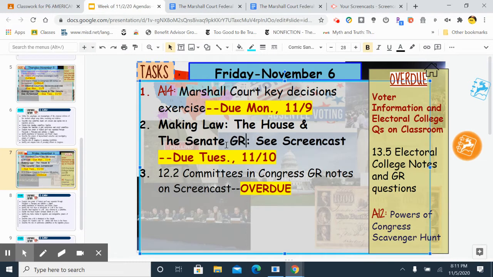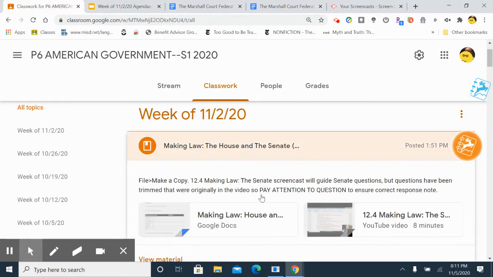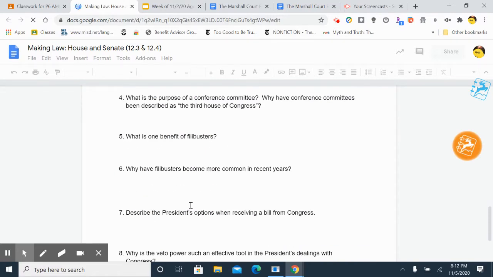notes for the House and the Senate, and making law, tentatively set to be due on Tuesday. So again, this has been posted. File, make a copy, 12.4, the Senate screencast. So pay attention to the question to ensure the correct response. Some of the questions in 12.4 have been trimmed, so pay attention to the questions when you're looking at these, especially with the Senate ones, because I've trimmed some of them.